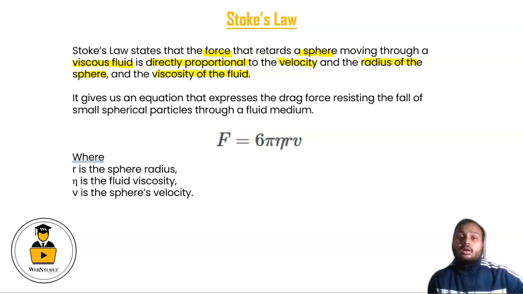Fine. Stokes law basically gives us an equation that expresses the drag force resisting the fall of small particles through a fluid medium, which force is called viscous force. So this viscous force is represented as F. It is equal to 6 pi nu r v. So here r is the sphere radius, nu is the fluid viscosity, and v is sphere velocity.